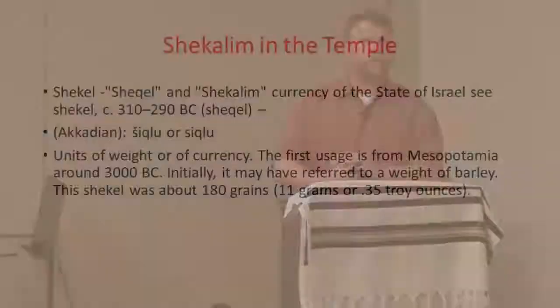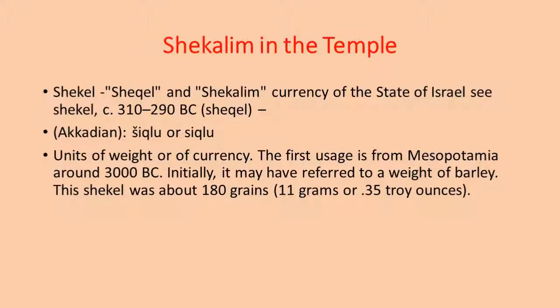We're going to look at the Mishnah and read some of the understandings and how these things were when it was transferred. So let's look at a shekel. A shekel was the currency of Israel from the very beginning. It was done in silver. It's called shekel, or shekalim, which is plural. In Akkadian, it was siklu or sikulu. The units of weight or currency were based on weight. So the weight of silver is how you figured out what something was worth.